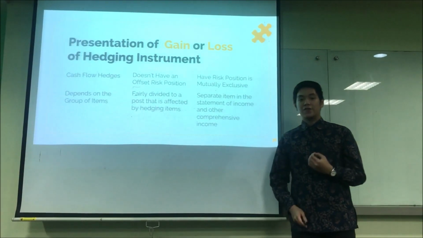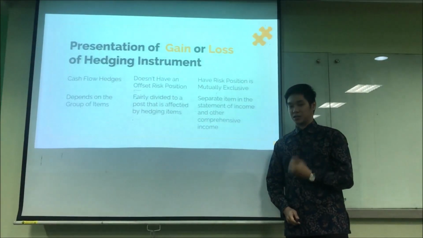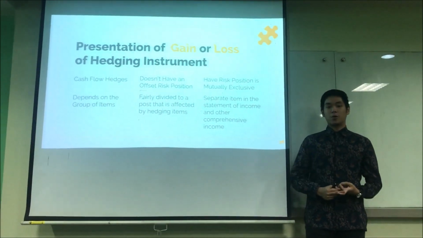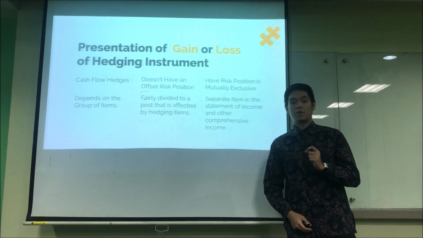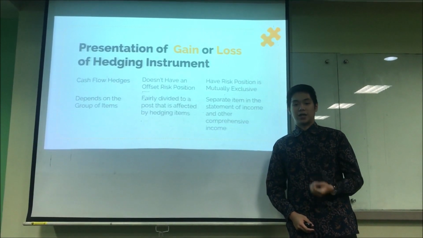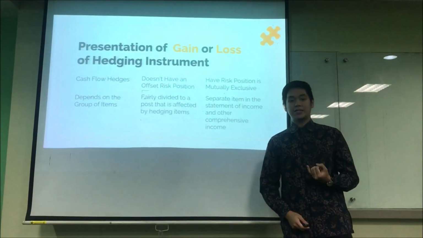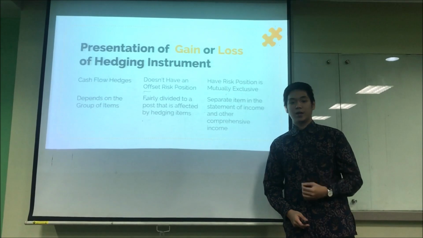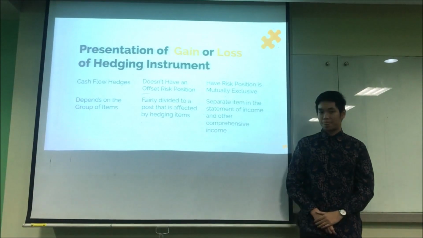Second, if the item group does not have an offsetting risk position, for example, a group of foreign exchange costs that affect different items in the statement of profit and loss and other comprehensive income hedged for foreign exchange risk, then the reclassification of the hedging instrument will be fairly divided to the line items that are affected by the hedged items.